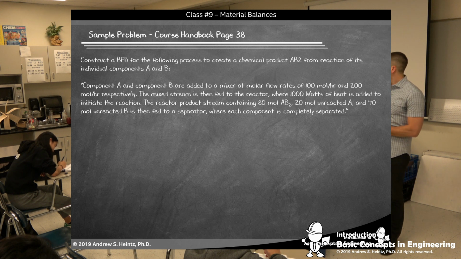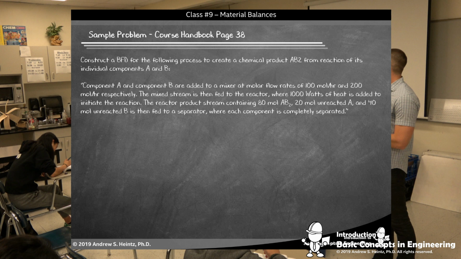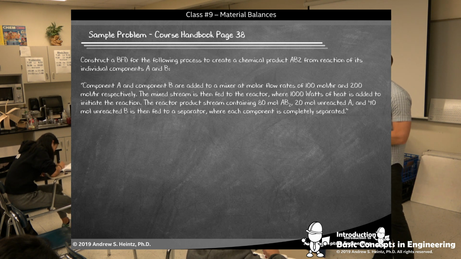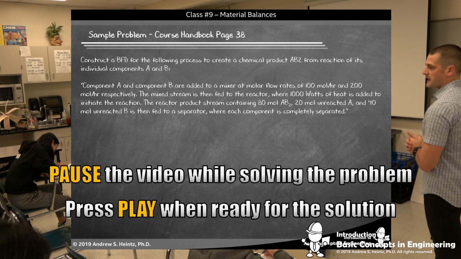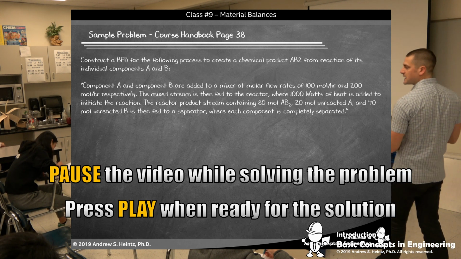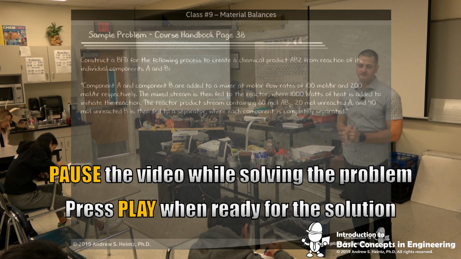The reactor product stream containing 80 moles of AB2, 20 moles of unreacted A, and 40 moles of unreacted B is then fed to a separator, where each component is completely separated. All right, so let's take 3 minutes and draw a block flow diagram. Now remember, a block flow diagram will have labels on the streams of how much is flowing between them.